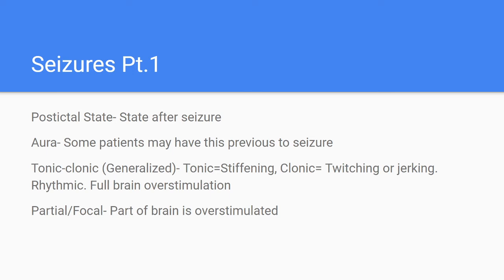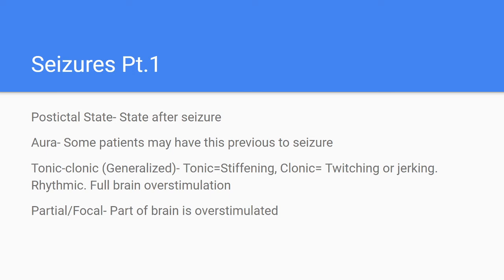So next up will be things like unconsciousness. When you're dealing with a general tonic-clonic, it's all kind of the same thing: tonic, clonic, generalized. You might hear it as a grand mal. Tonic means you're stiffening, and clonic means twitching or jerking. It's a rhythmic motion, and it is a full overstimulation of the brain. This will be a full body issue. It's the kind that Hollywood will probably aim after. The whole body's going, and it's rhythmic.